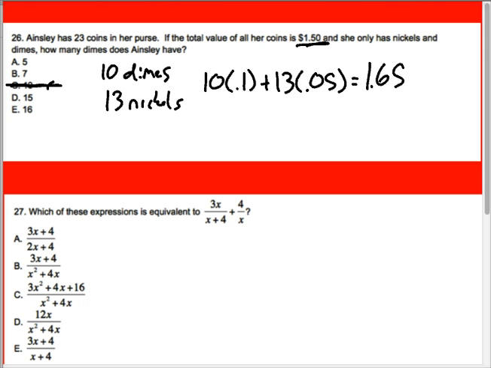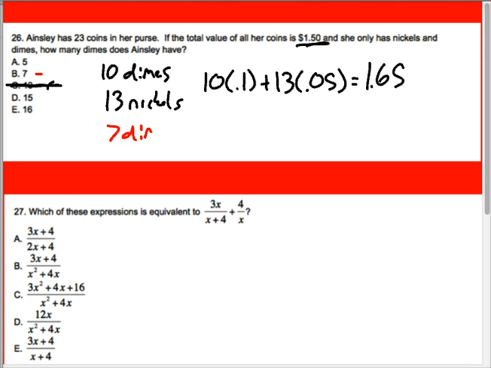I have too much money, okay? I had more money than what I wanted. So because I had too much money, let's go to another option, all right? Let's try another one that has fewer dimes. Because if I have fewer dimes, that means I'm not going to have as much money. She's not going to have enough or as much money in her purse.